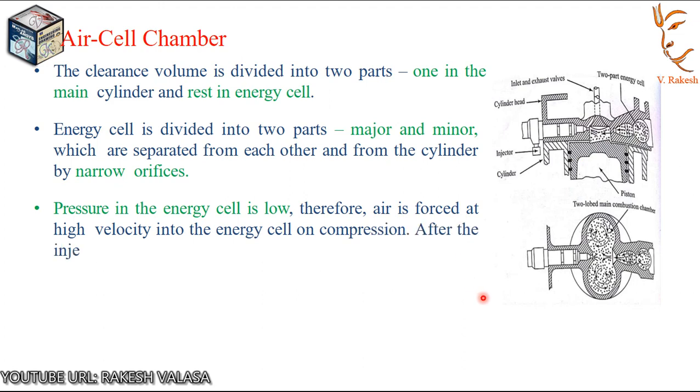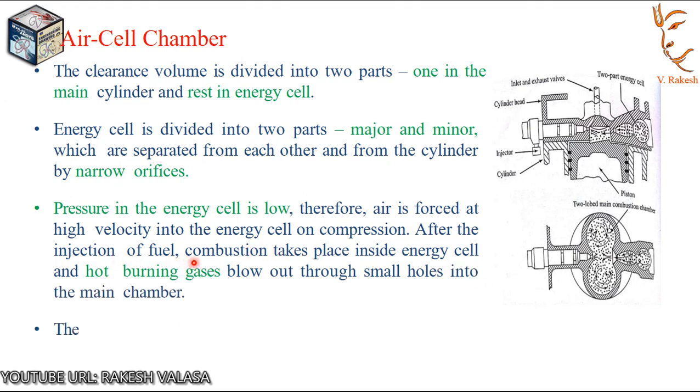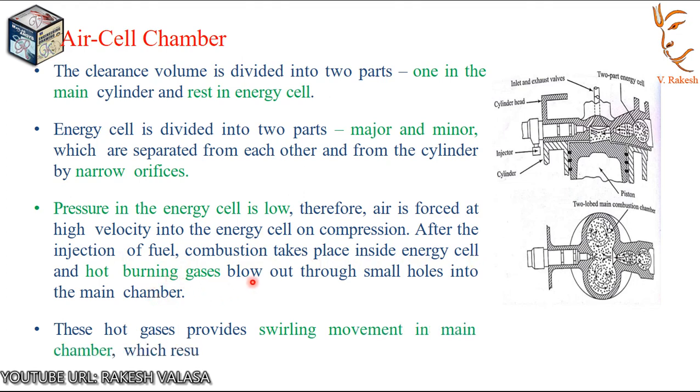Pressure in the energy cell is low, therefore air is forced at high velocity into the energy cell on compression. After the injection of fuel, combustion takes place inside the energy cell and hot burning gases blow out through small holes into the main cylinder. These hot gases provide swirling movement in the main chamber which results in complete combustion. This is the brief discussion about CI combustion chambers and SI combustion chambers.